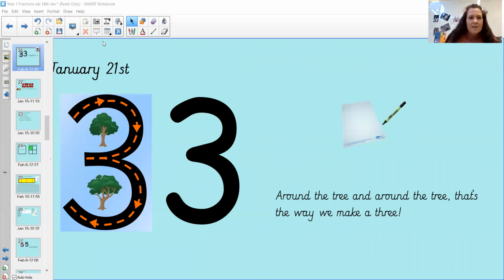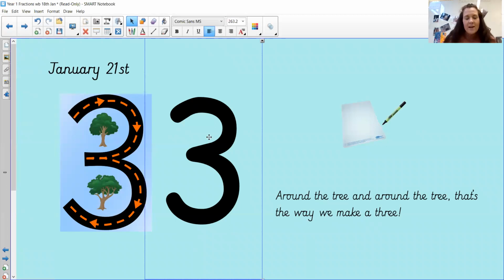Today we're going to be thinking about making quarters. We're thinking about quarters today and what that looks like. So as per usual, I'm going to share my screen and we're going to talk through some activities together. So first, we're going to be doing some more number formation.